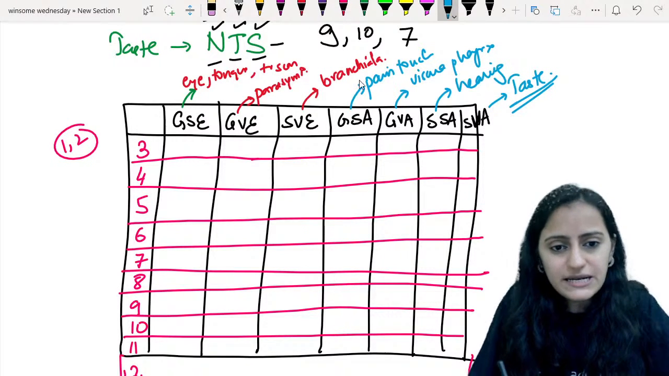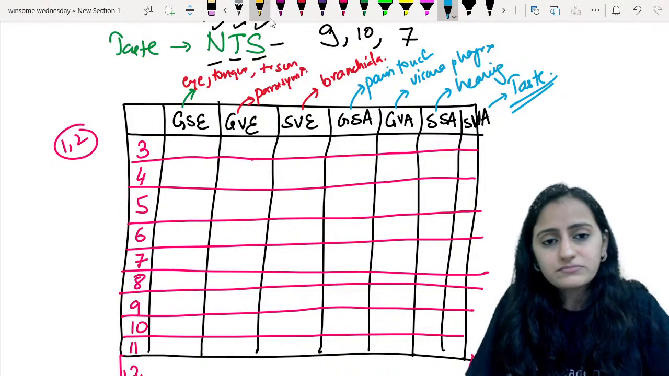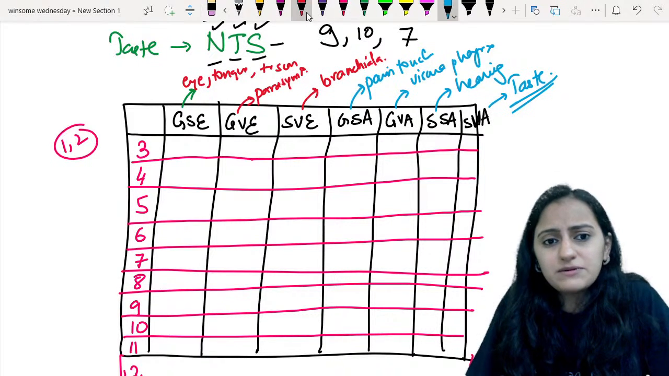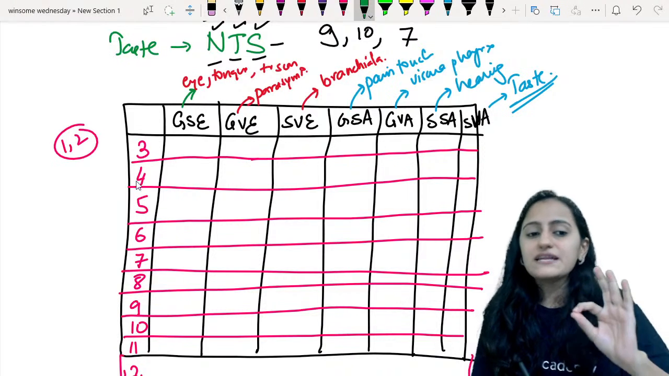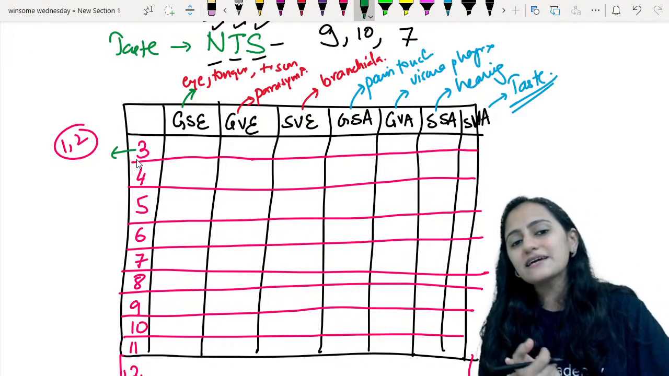So once you know this, now we can complete the table here. Alright, so let us complete the table. Here you have cranial nerve 3. What does it carry? Cranial nerve 3.